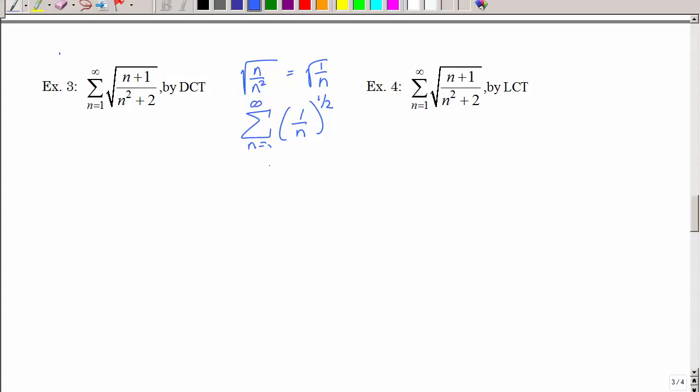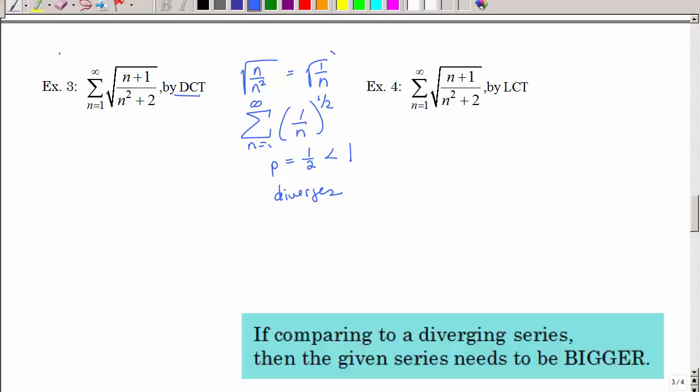So what is that? That's a p-series where p equals 1/2, which is less than 1, and so I know it diverges. Now because I've been asked to use the direct comparison test, I'm going to take what I'm comparing it to, which is 1 over the square root of n, because the square root of 1 is 1, and that has to be smaller than the square root of n plus 1 over the square root of n squared plus 2. And yes, you can separate those square roots. So I have to show that inequality is true.